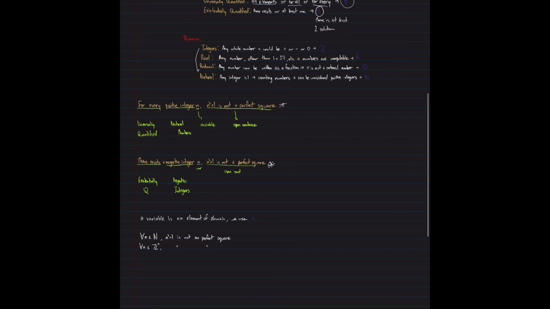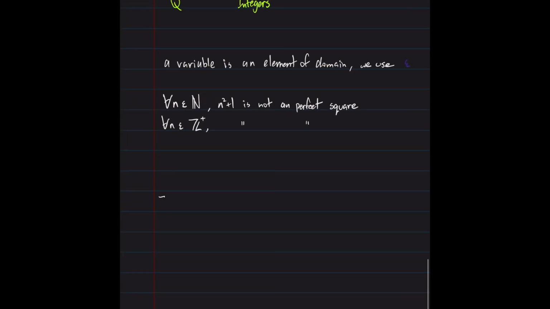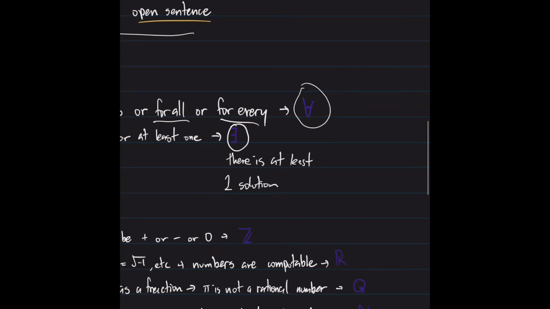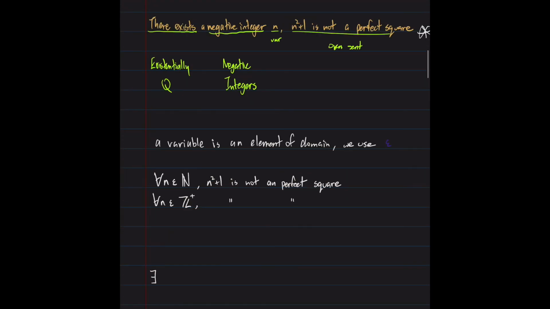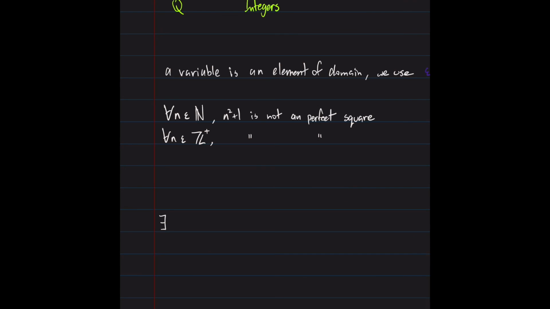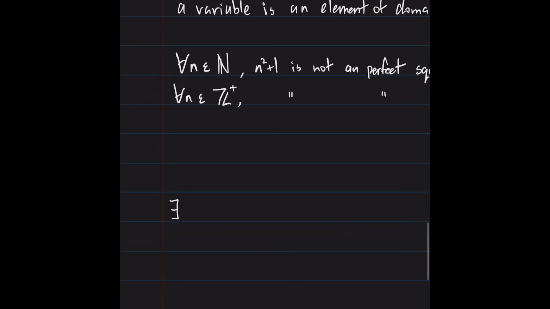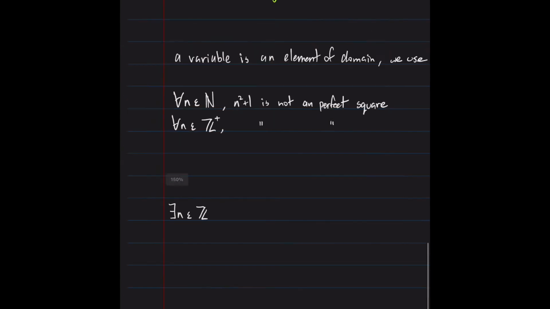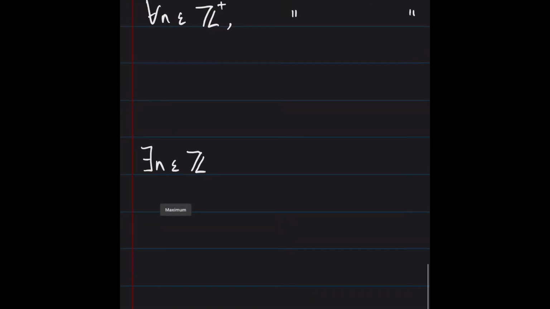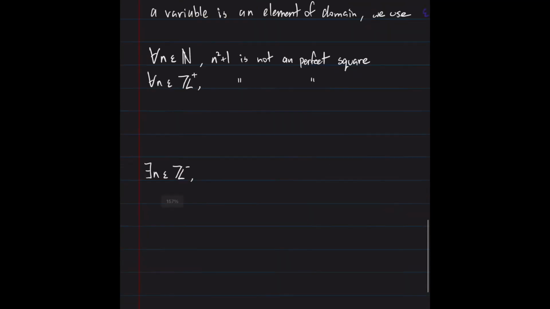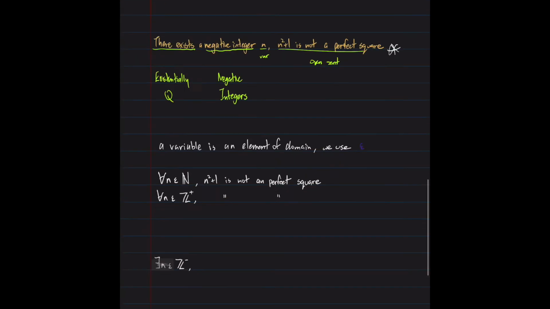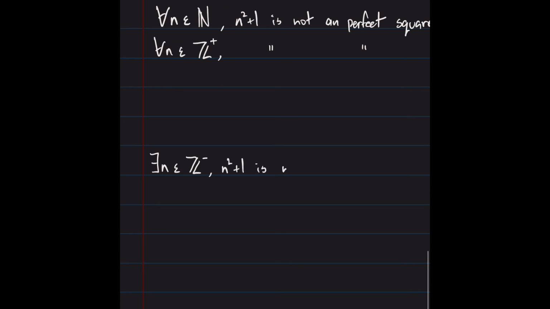Okay, so now let's take a look at that one. Well, we know that there exists. We know our symbol from over here. It might be a little bit hard to see, so I can get rid of this and this. So there exists n, which is an element of the negative integers. There's not really a symbolic way, like its own letter, for the negative integers, so we can just put it as a superscript negative. So always keep that in mind. If it's negative integers, you put a superscript negative. And then our open sentence is the same, so we put n squared plus 1 is not a perfect square.